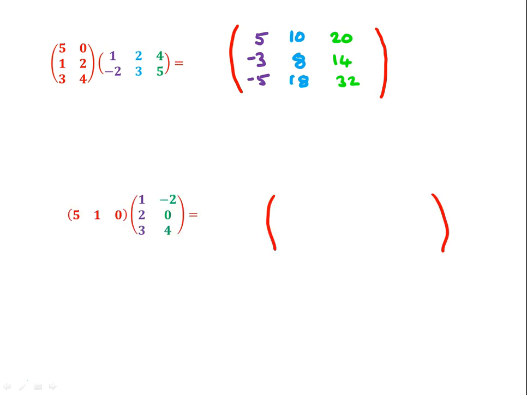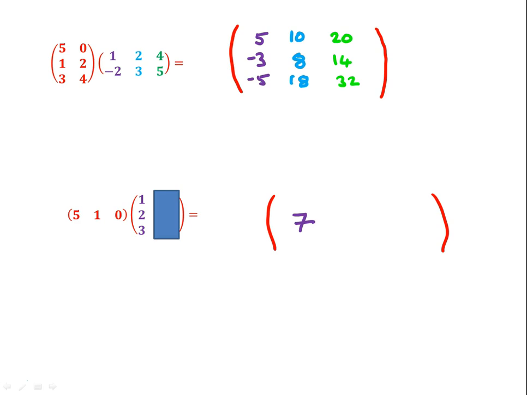And here's another pair to multiply together. The first matrix has only got 1 row but 3 columns. The second matrix has got 3 rows and 2 columns. Block off everything except the first column in the second matrix. Do the multiplication. Well, there's only one multiplication I can do here. That's 5 times 1 plus 1 times 2 plus 0 times 3. So that's going to give me 7.